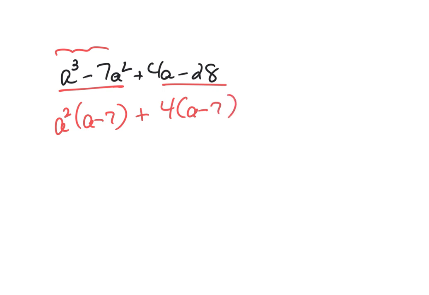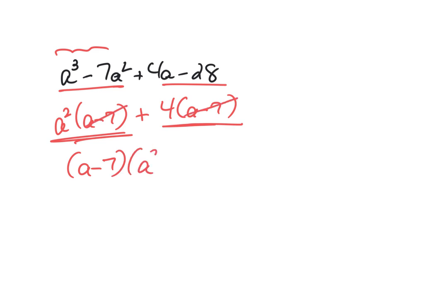Now we're one step away from being there. If I look at that term and that term, they both have a minus 7. So now that's like the new GCF. So I'm going to pull out the a minus 7, and here's the deal. What that leaves is an a squared on the first term and a 4 on the second term, and there you have it. Okay, so there's the steps. Not bad. Takes 2 lines.